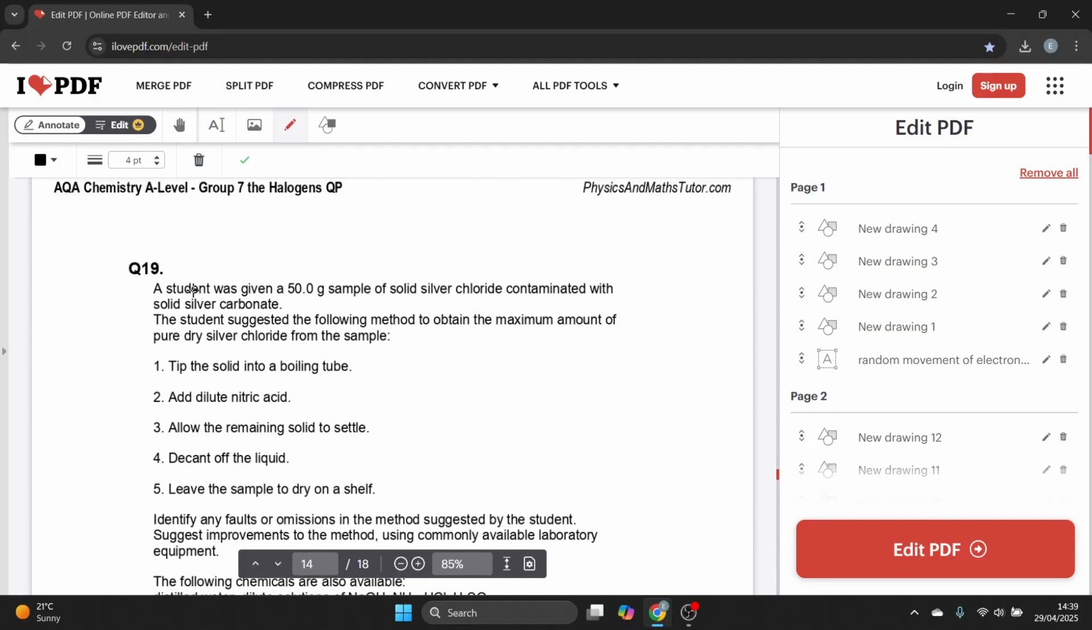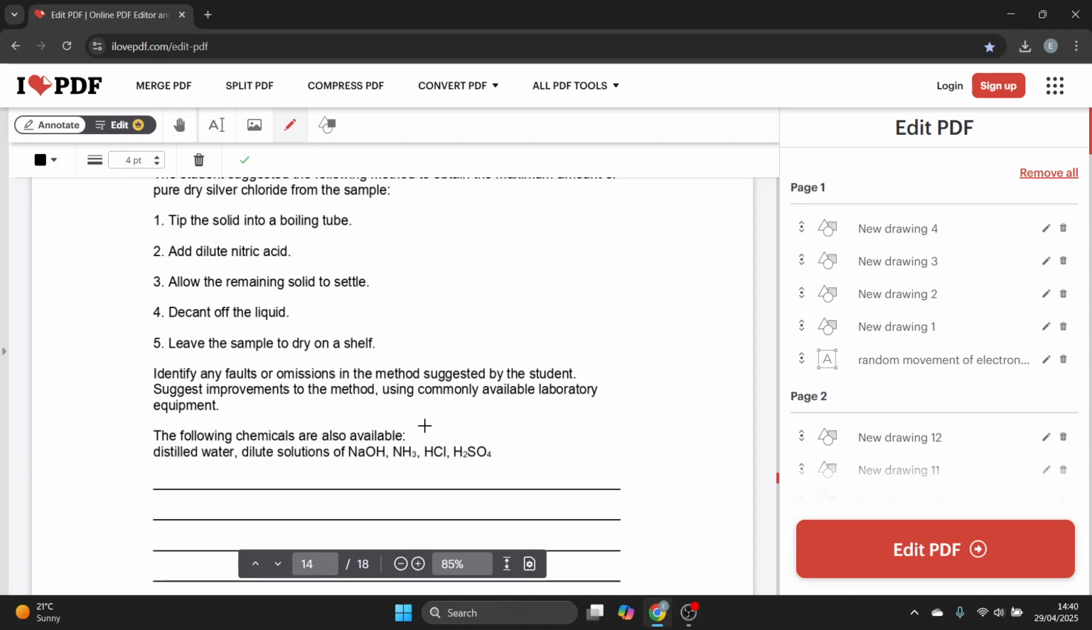Question 19. A student was given a 50-gram sample of solid silver chloride contaminated with solid silver carbonate. The student suggested the following method to obtain the maximum amount of pure, dry silver chloride from the sample. Tip the solid into a boiling tube, add dilute nitric acid, allow the remaining solid to settle, decant off the liquid, leave the sample to dry on the shelf. Identify any faults or omissions in the method suggested by the student, and suggest improvements to the method using commonly available laboratory equipment. The following chemicals are also available: distilled water, dilute solution, this, and this.